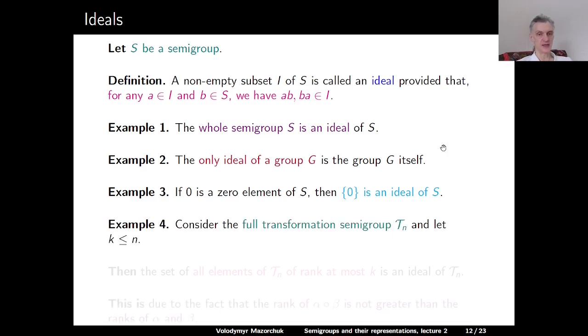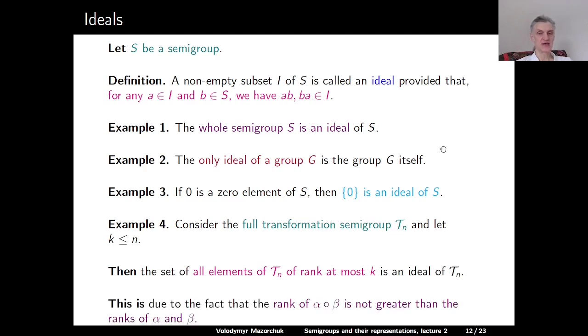And here is a more complicated example. Consider the full transformation semigroup Tn and let k be a positive integer which is less than or equal to n. Then we can consider inside Tn all elements which have rank at most k. And the collection of these elements is an ideal. This is due to the fact that the rank of the composition of alpha and beta is bounded from above by the ranks of alpha and beta.